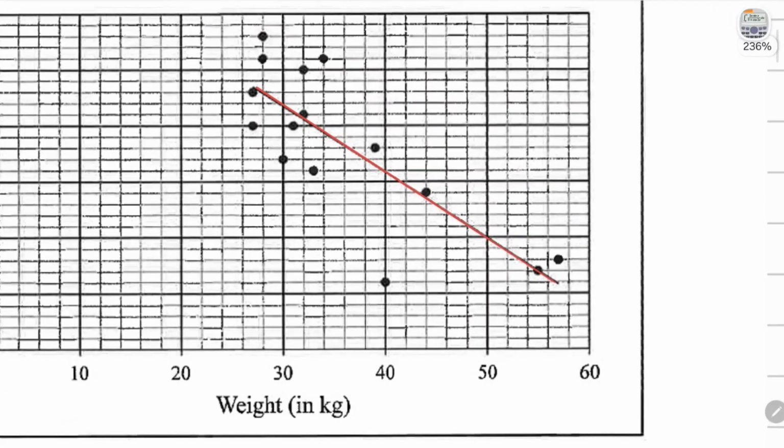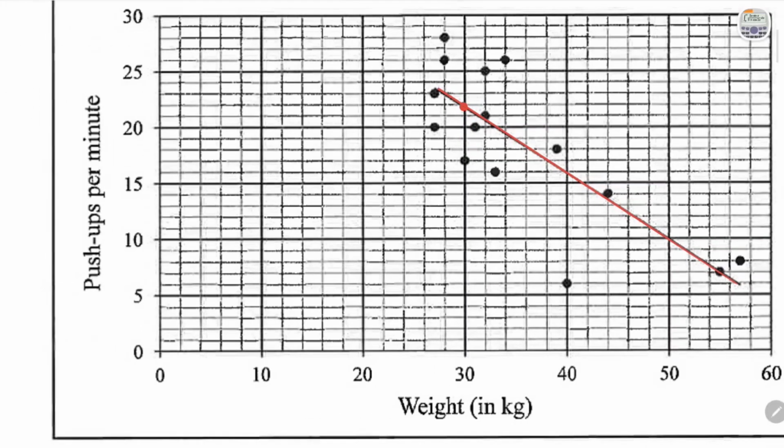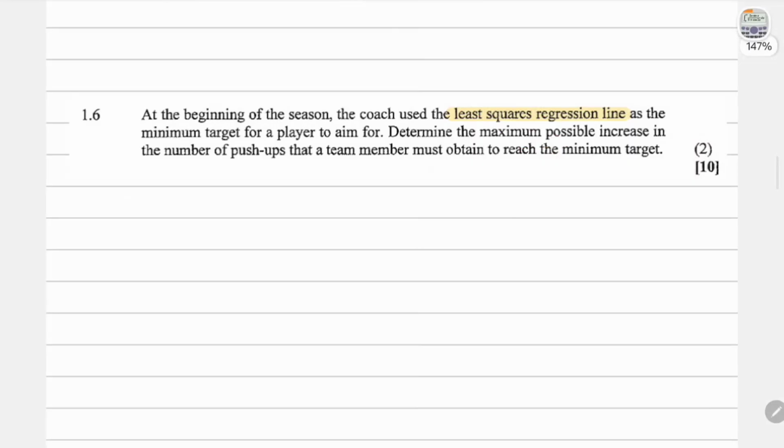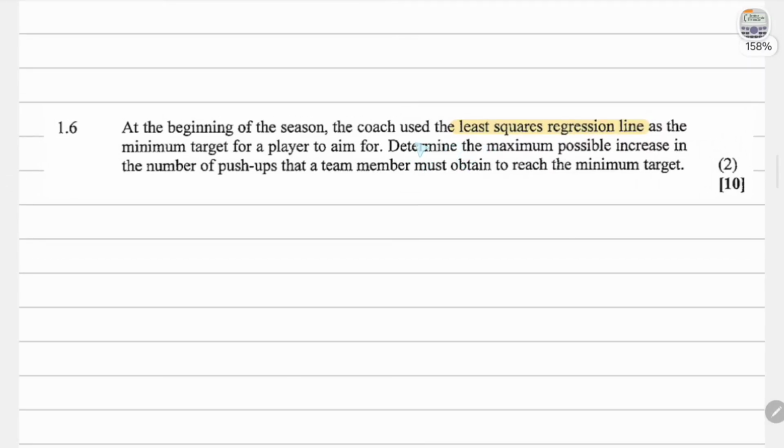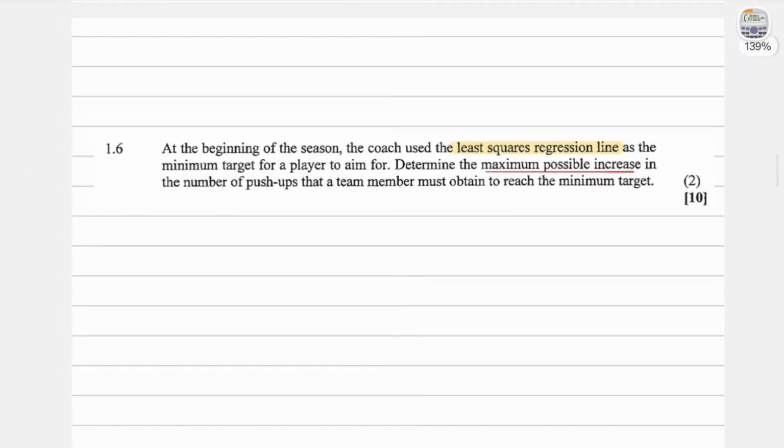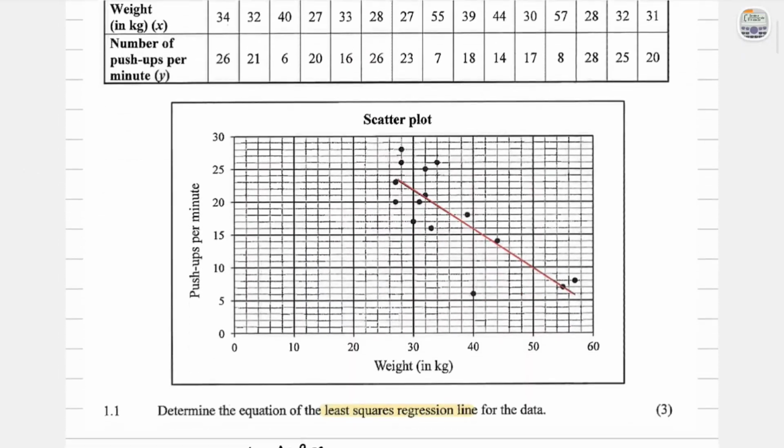And so it really means that when you have somebody who weighs 30 kgs, for example, they're expected to do this amount of push-ups, which was about 22 push-ups, and so on. So the main goal here is they're really just asking, determine the maximum possible increase. What is the highest possible increase in the number of push-ups that a team member can obtain to meet that minimum target? Another way to see this is, what is the biggest progress in the push-ups that we're going to see? What is the biggest difference in push-ups we're going to see?